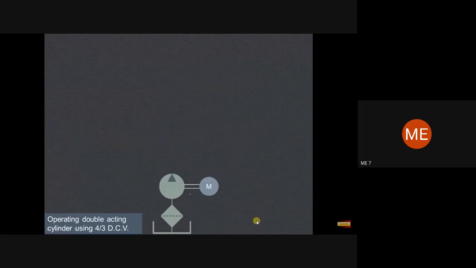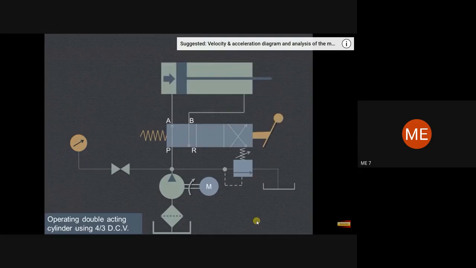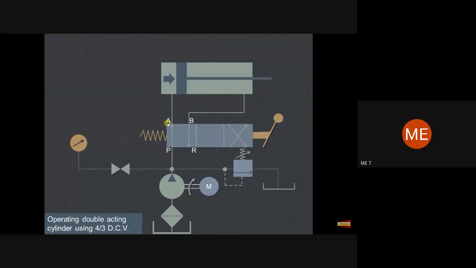So let us first draw this particular circuit again over here, indicating that we are in the left envelope mode. So this is the first switching position. As you can see over here, on the pump port or pressure port P, the fluid will enter into the cylinder port A and the fluid will be admitted on this side of the piston. Now this will cause the extension of this particular piston and the fluid from the other side, that is port B, will enter into the reservoir port R.